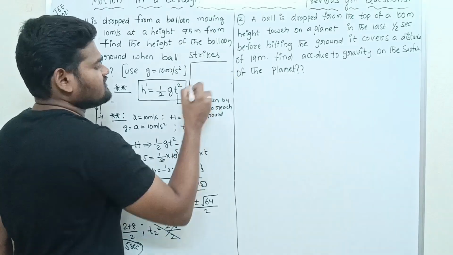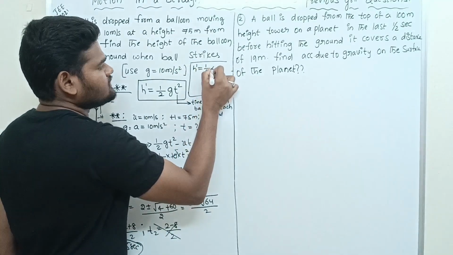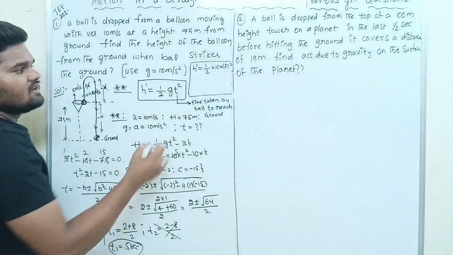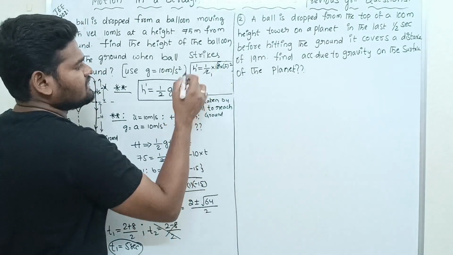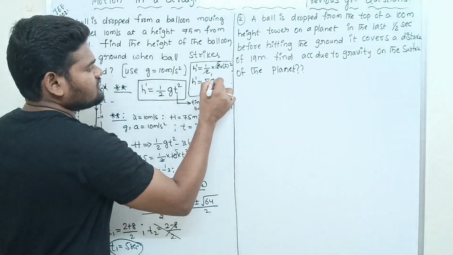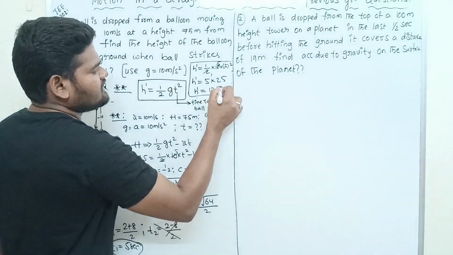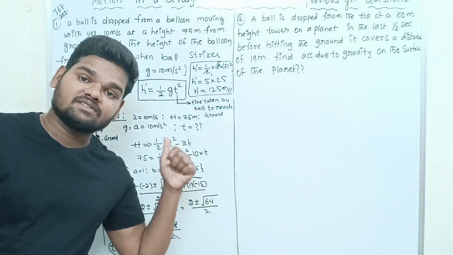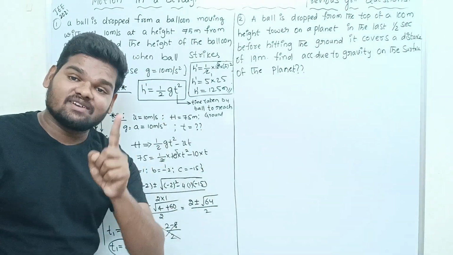So h dash is equal to 1 by 2 into 10 into 5 square. t is equal to how much? 5. 2 ones are 2, 2 twos are 4, 2 fives are 10. So h dash is equal to 5 into 5, 5 fives are 25. h dash is equal to 125 meters. So what is the answer? 125. So all these things we have discussed in the balloon stone concept.